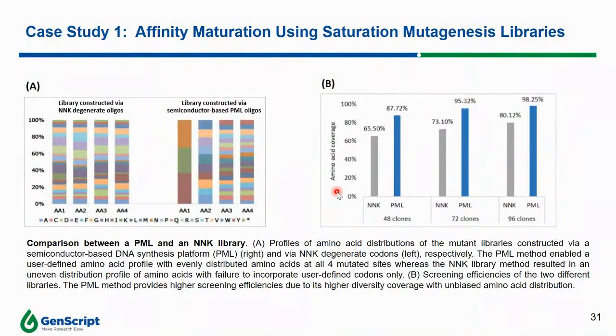On the other hand, the degenerative mutant library with the NNK approach was constructed for comparison's purpose. And if you look at the distributions of the NNK library, we were unable to achieve the equal distributions of the variants across the mutated sites, with certain amino acids being more represented or being underrepresented than the others.